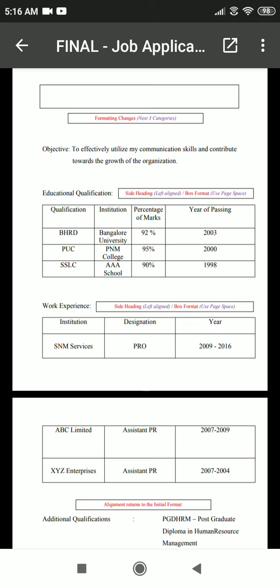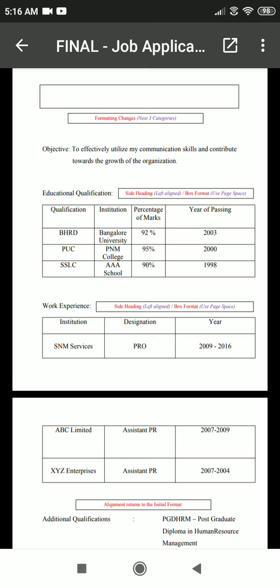First you're going to write your present degree which you have completed. It can be a master's, for example, MA in so and so institution, year of passing. MA in English, for example, I can even mention MA in English, institution so and so, percentage of marks 92%, and year of passing this one.